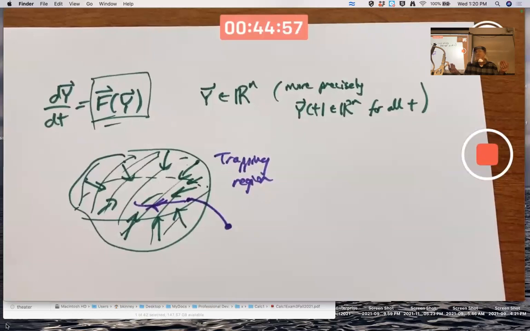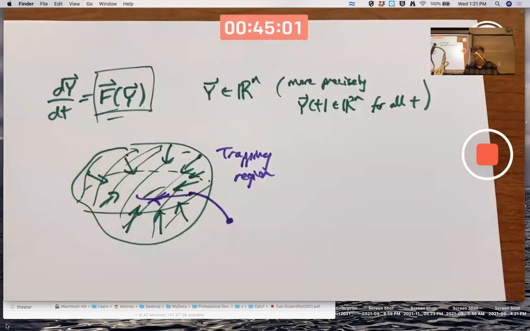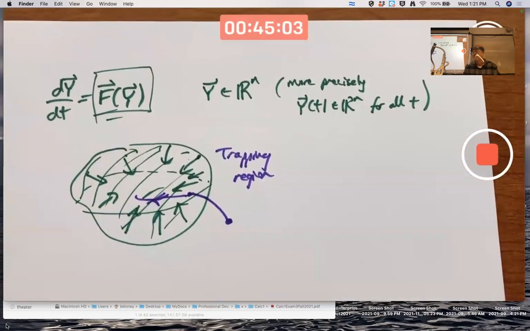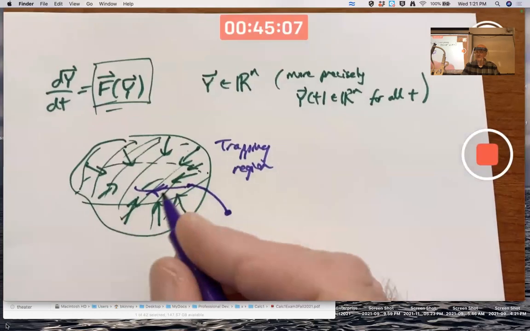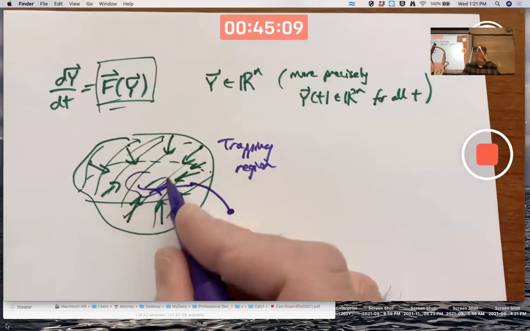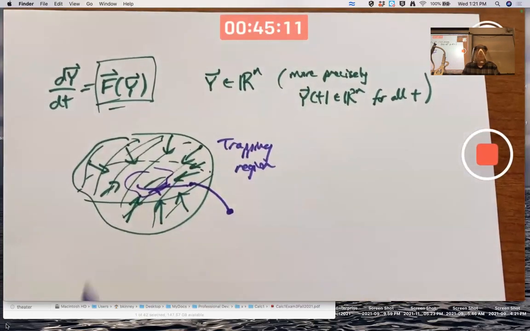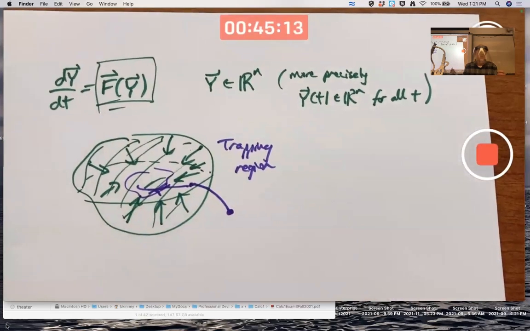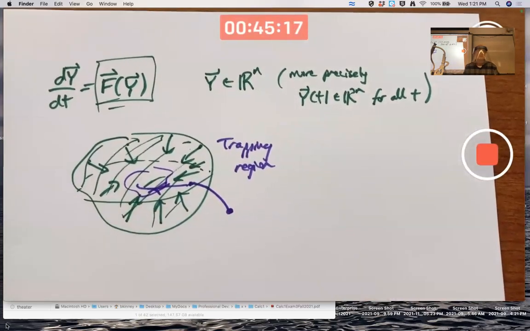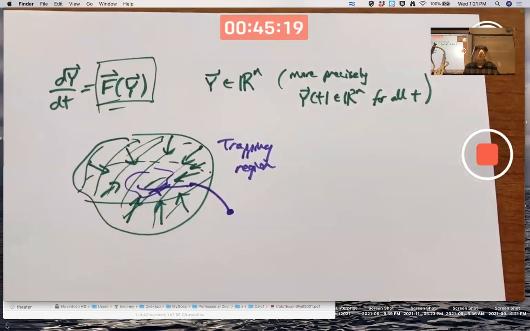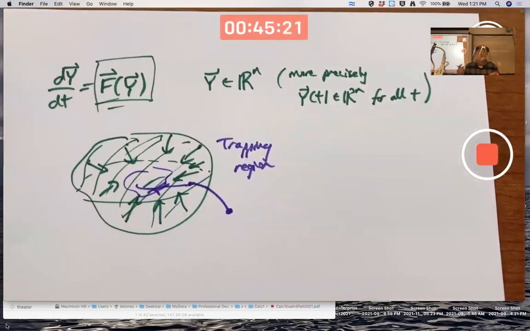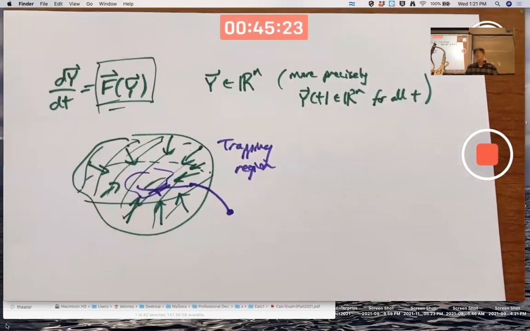But in higher dimensions, really, really wild things can happen inside the trapping region. But there's got to be solutions that stay inside the trapping region for all time, whether it's an equilibrium point or more than one equilibrium point, or maybe periodic solutions. There's got to be solutions that stay inside there for all time. That's one general fact to know about trapping regions.